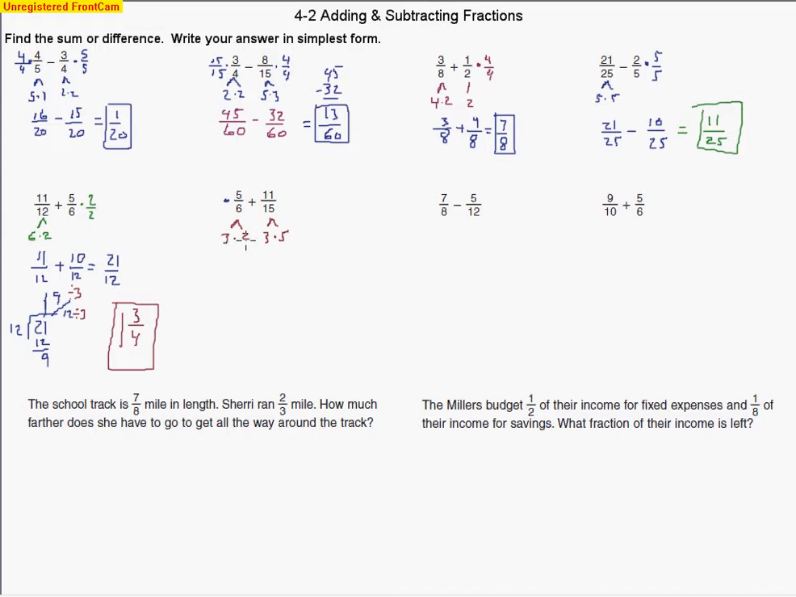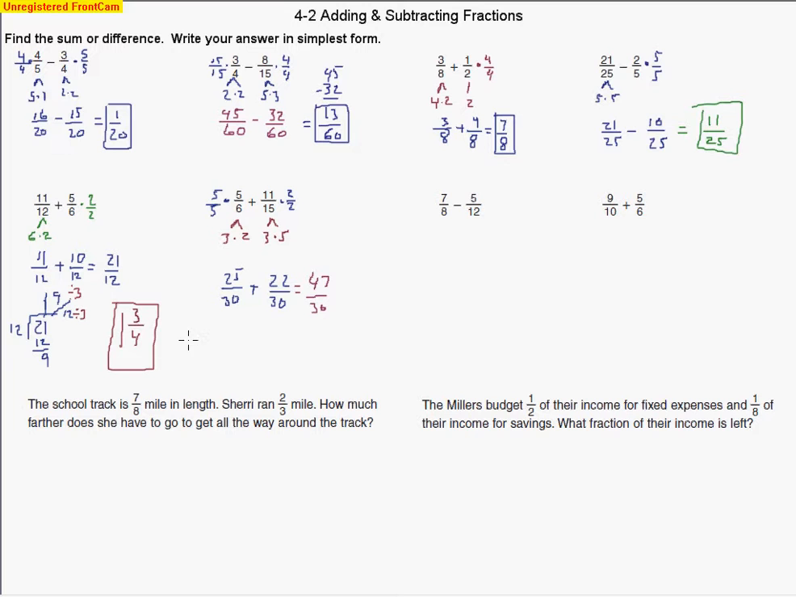Well, 6 has a 3 and a 2. 15 has a 3 and a 5. 6 needs a 5. Well, the 15 needs that 2, and then they'll have the same number of factors, the same exact factors. So now the top is 25, bottom's 30 for the first fraction. Here the numerator is 22, and the denominator is 30. See, now I can compare the two numbers. So I can add these two values together, and that gives me 47 over 30.